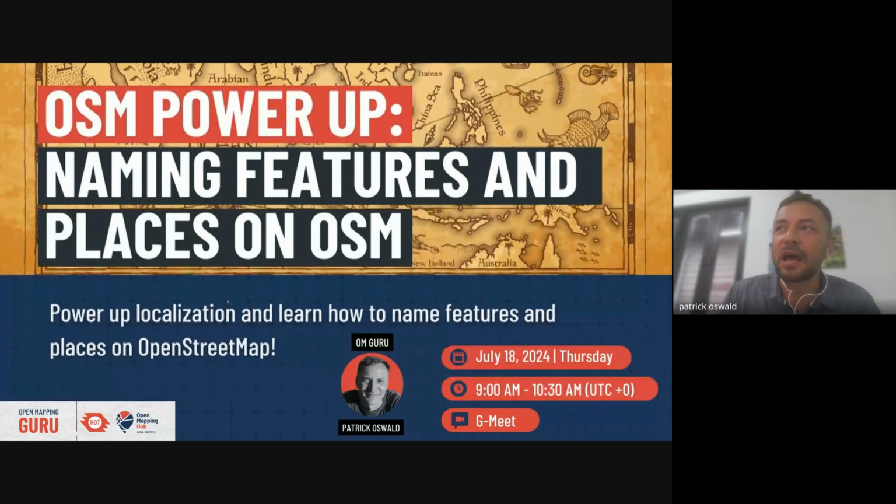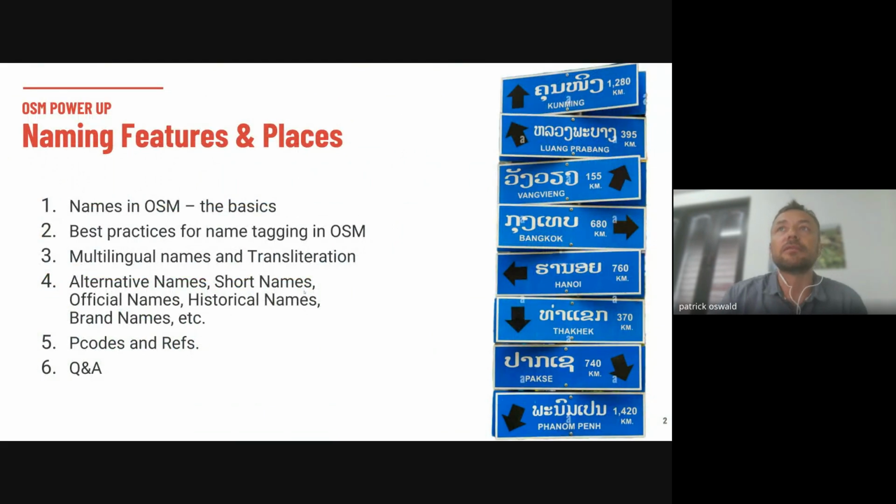Welcome to this 1.5 hour session with me today. I hope it will be interesting and insightful and you can learn a couple of new things. The presentation will cover a couple of topics. First, a couple of basics of names in OpenStreetMap. Then some best practices for name tagging. Then, because we are here in the Asia Pacific region with many different languages and scripts, we're looking in more detail at the challenges and ways of mapping and tagging multilingual names, names in different languages, and also transliteration.